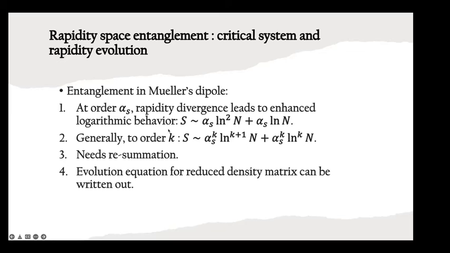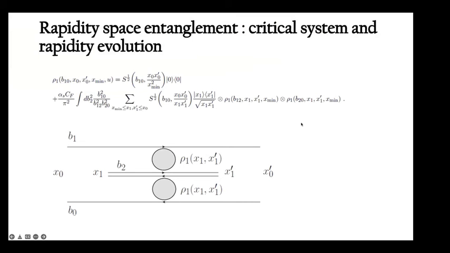So then we can show that if you go to order k in perturbation theory, it generates this behavior, alpha s to the power k log to the k plus 1, and of course there is a second contribution, alpha s to the k log to the k, and therefore you generate large logarithms in this rapidity space entanglement. And this you need to resum, similar to the divergences that appear in the light-front wave functions and their squares. And fortunately, the evolution equation for the reduced density matrix can still be written out in the large n limit. It can be written, roughly speaking, in this form.